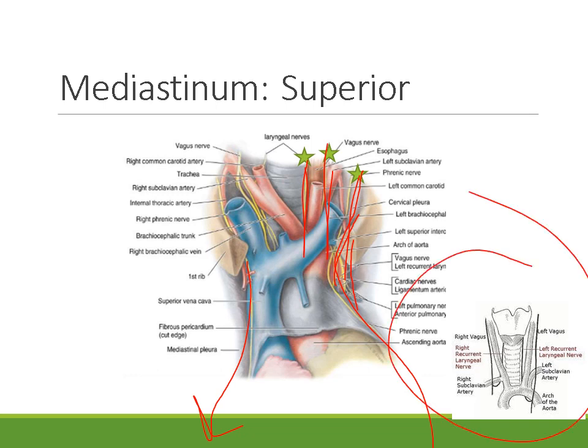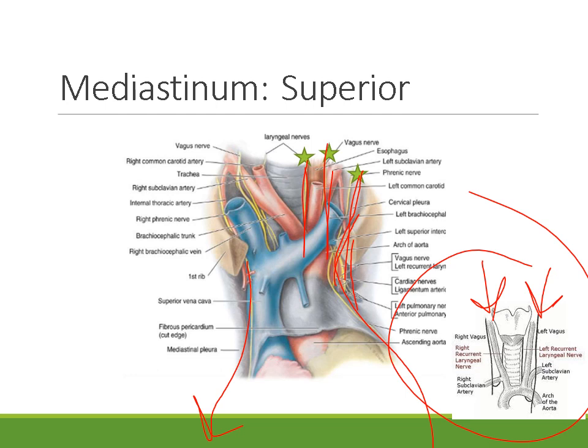If you look at this bottom picture here, this does a nice job at showing us the recurrent laryngeal nerves. Again, the recurrent laryngeal nerves are branches off of the vagus nerves. Remember the vagus nerves are cranial nerves, that's just cranial nerve 10. So it's coming from the brainstem and out through the skull and then passing down the neck. You can see the vagus nerves coming down either side of the neck. It's just lateral to the common carotid arteries.